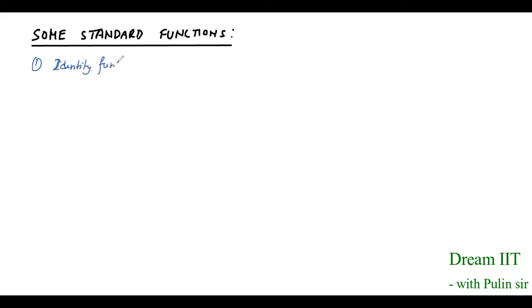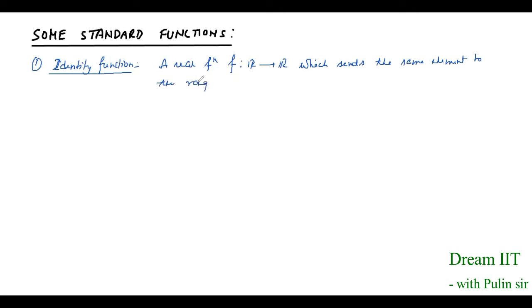Identity function. What is an identity function? A real function f from R to R which sends the same element to the range is called the identity function.